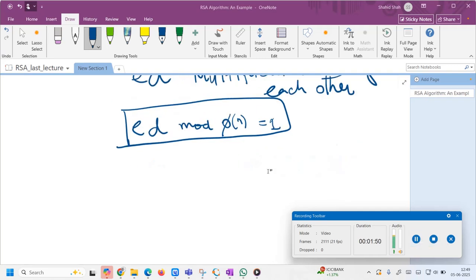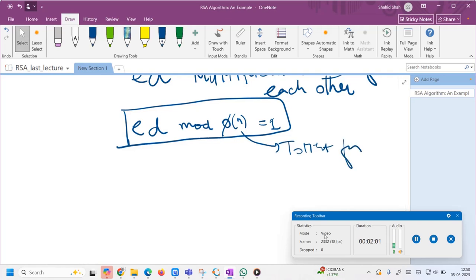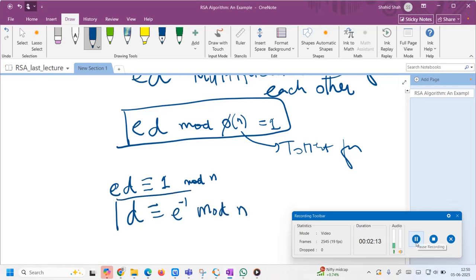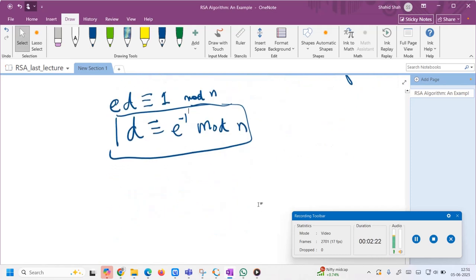We know from Fermat's theorem that e and d are multiplicative inverses of each other if ed modulo phi of n, where phi of n is the totient function, is equal to 1. We also write it like this: ed is congruent to 1 modulo phi of n, and hence d is equal to e inverse. And I repeat, the choice of d and e should be such that this inverse operation is very hard, because you are treating e as a public key, and the condition for public key cryptography is that given the public key, it should be computationally very difficult to get the private key.